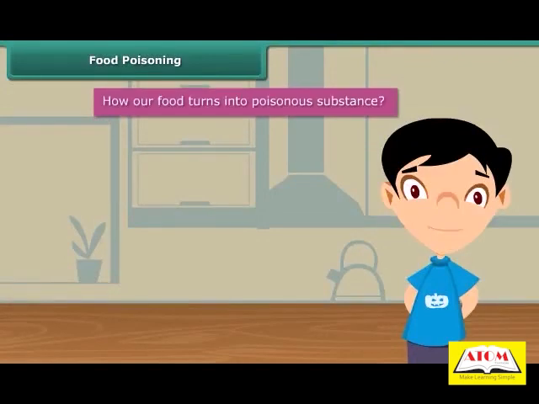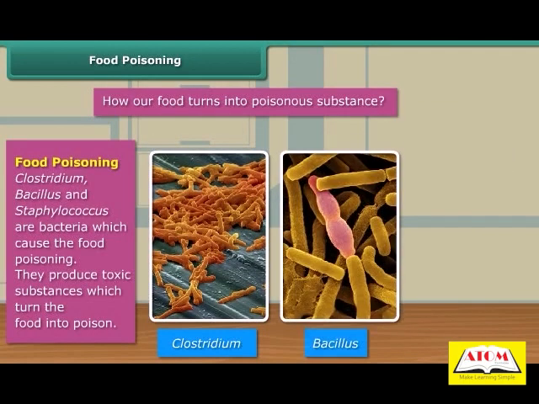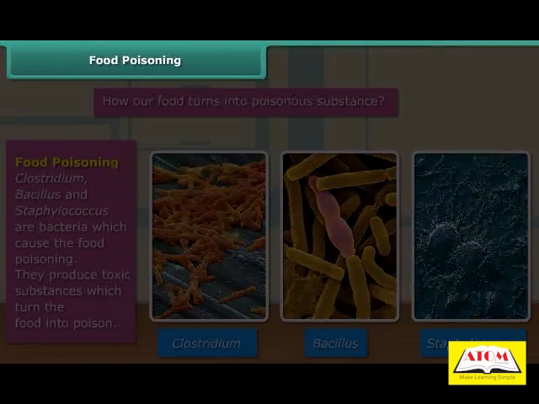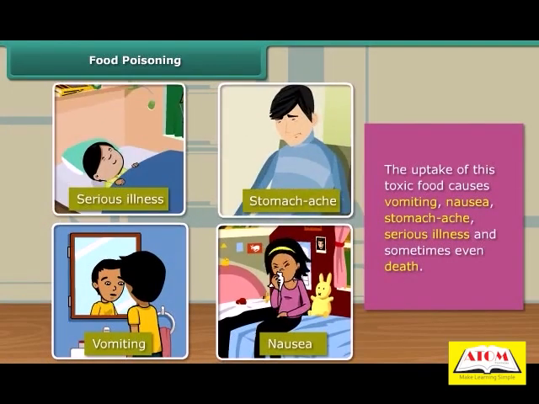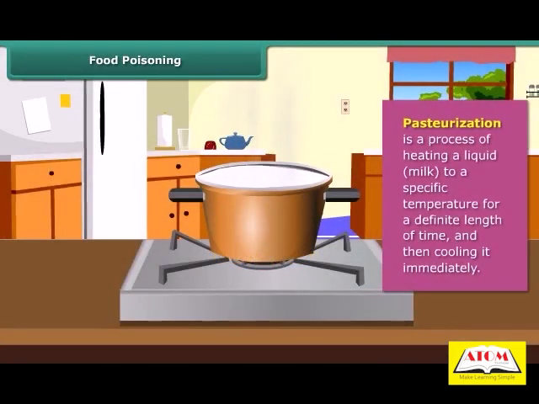Friends, in the summer season, if food is lying in the open for a longer duration, the food turns stale and finally into a poisonous substance. The cause of this is again the same, bacteria. There are some bacteria like Clostridium, Bacillus, and Staphylococcus which cause food poisoning. This food causes harm to us. We can preserve our food by some methods as listed below. We use the pasteurization process to preserve milk.